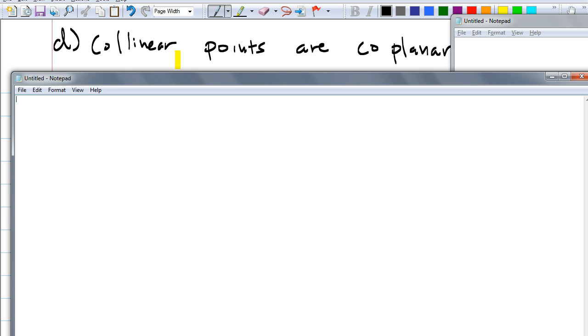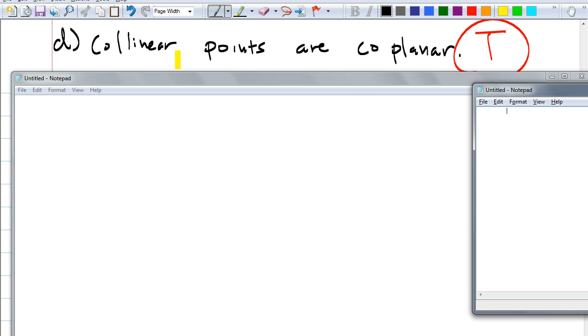Okay, let me see. Show me. What do you think? True or false? Collinear points are coplanar. Some of you actually, this is interesting. Some of you have false. Some of you have this I don't know in the middle. This is always going to be true.